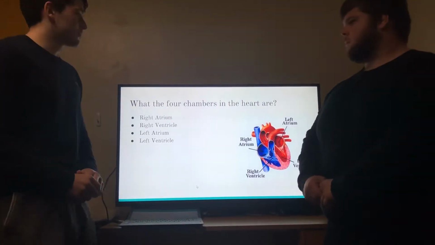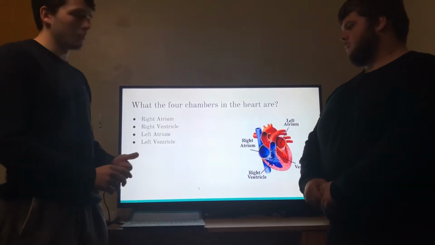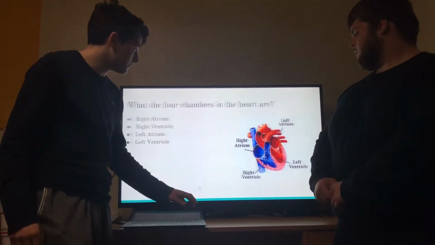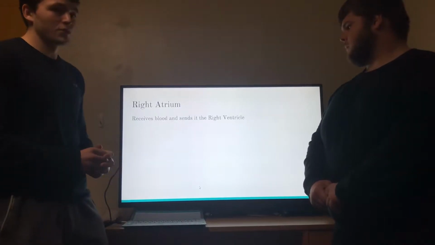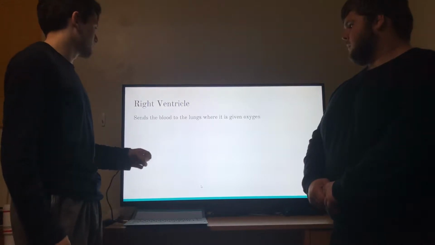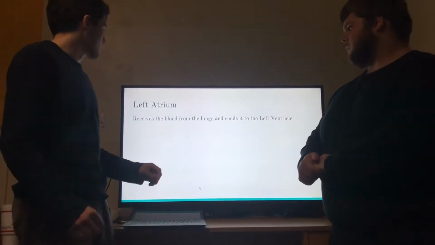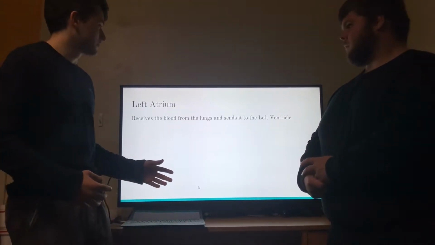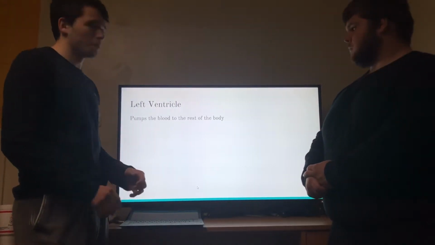What are the four chambers in the heart? You've got the right atrium, the right ventricle, the left atrium, and the left ventricle. And as you can see here, this is where they are in the heart. The right atrium receives blood and sends it to the right ventricle. From there, the right ventricle sends the blood to the lungs where it's given oxygen. The left atrium receives the blood from the lungs and sends it to the left ventricle. And then the left ventricle pumps the blood to the rest of the body.